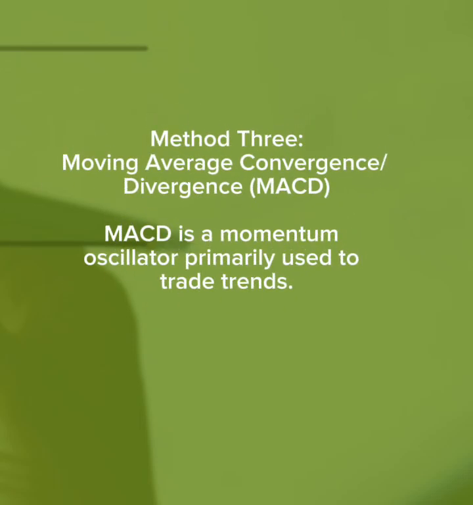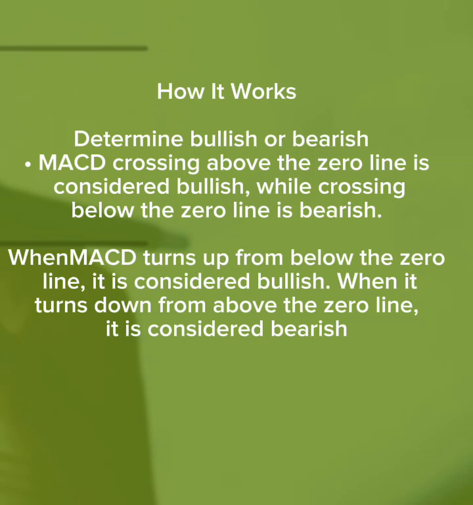Method 3. Moving Average Convergence Divergence, MACD. MACD is a momentum oscillator primarily used to trade trends. How it works. Determine bullish or bearish.